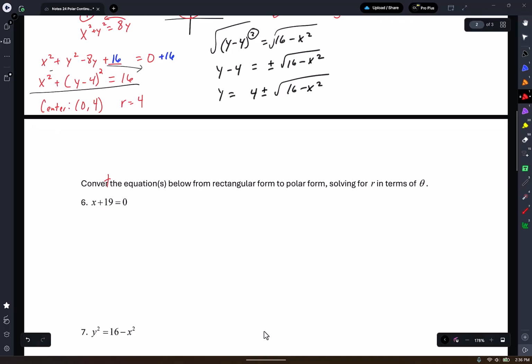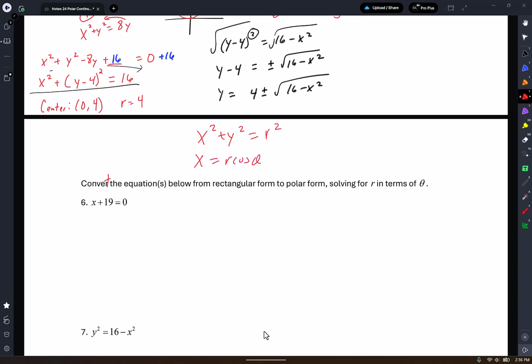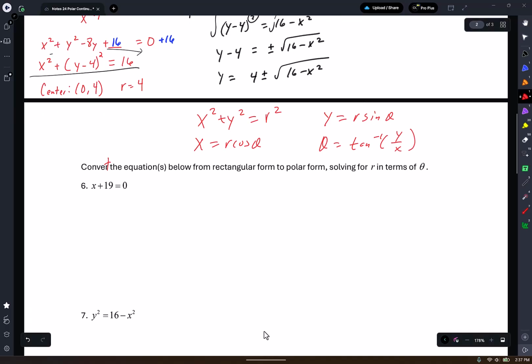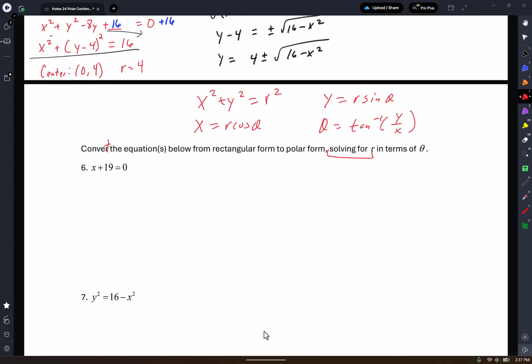Cool? What do we know? We know x squared plus y squared equals r squared. We know that x equals r cosine theta. We know that y equals r sine theta. And we know that theta equals arc tan of y over x. All right, here we go. Actually, it does say solving for r, so r equals. Solve for r. So you want r equals something.